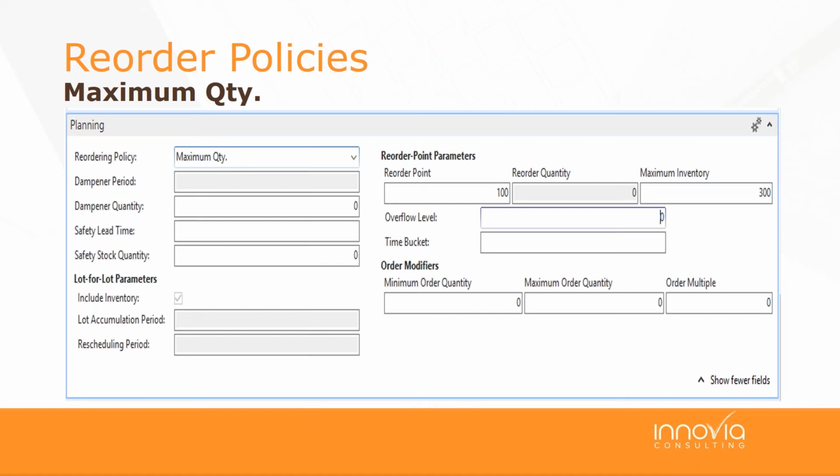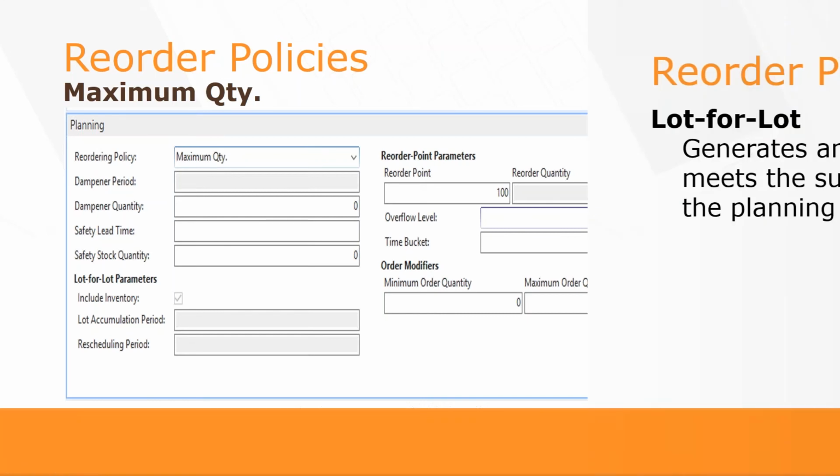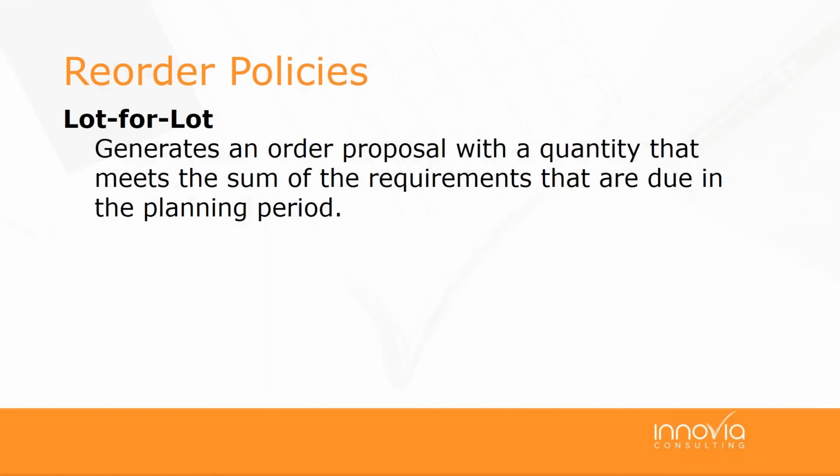Okay, we're going to charge on to the next reorder policy. So NAV has a lot for lot reorder policy, and no pun intended, but a lot of customers use this. I see this mostly on the production side, where I only order it when I need it. I don't really maintain much inventory. I might have some, but it's called lot for lot. And let's take a look at the card.